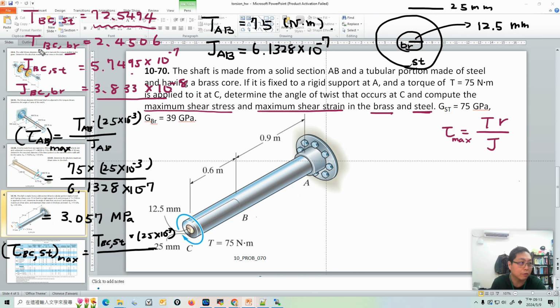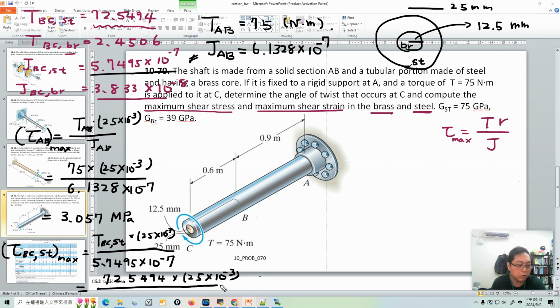So we calculated this value before. See here, the steel value is this, so they are not the same. Okay, so it's 5.7495 times 10 to the power minus 7. Now we have BC steel. BC steel is what we calculated earlier, 72.5494 times 10 to the power minus 3. And 5.7495 times 10 to the power minus 7.